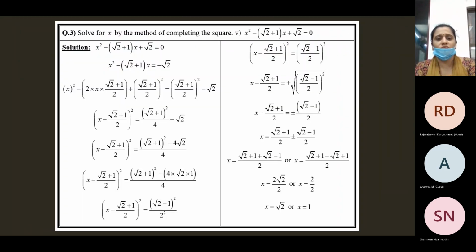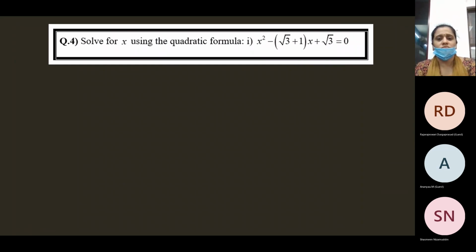Completing the square we don't have. So, do this one using the quadratic formula. Children, please work this one using the quadratic formula.